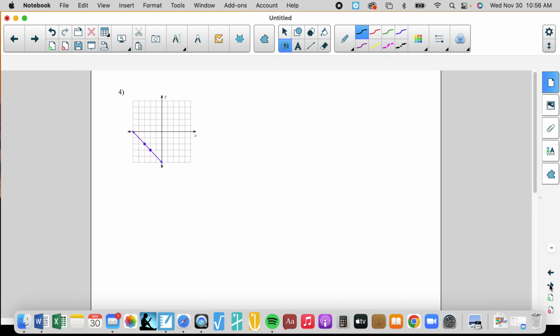And let's look at number 4. So I'm going to go down 1, and I'm going to go right 1. Down 1, right 1, and I would have to simplify that. That is a slope of -1.